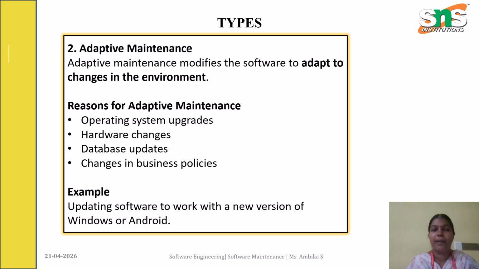Next one is adaptive maintenance. Adaptive maintenance modifies the software so that it can adapt to changes in the environment. The reasons for adaptive maintenance are that operating systems are upgrading, hardware changes, database updates are there, and also there are some changes in the business policies. For example, updating the software with the new version of Windows or Android.